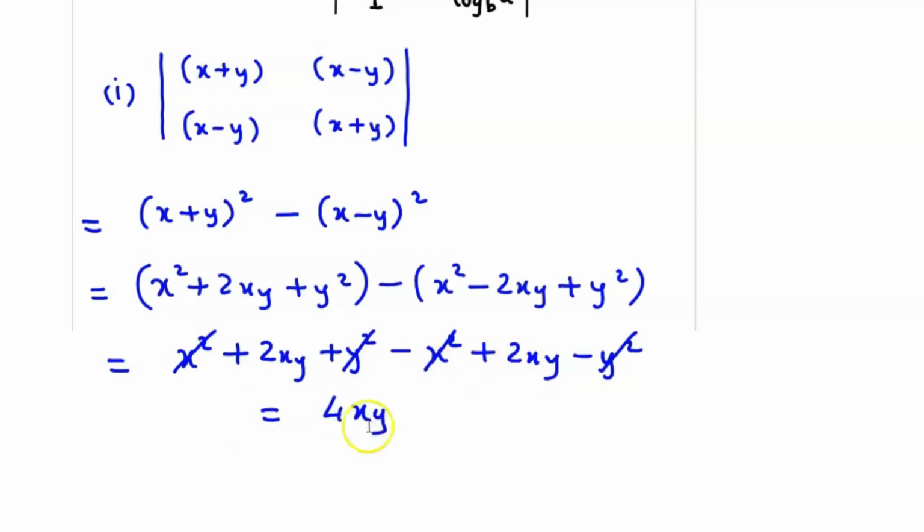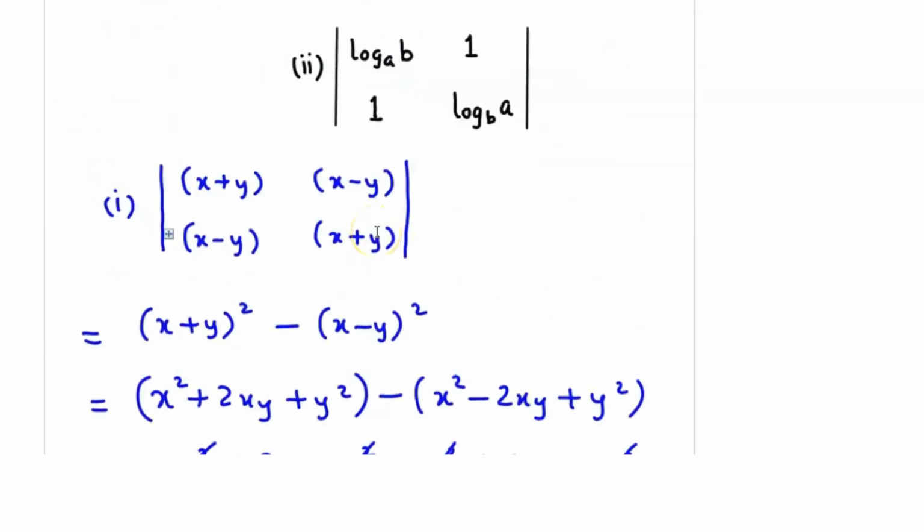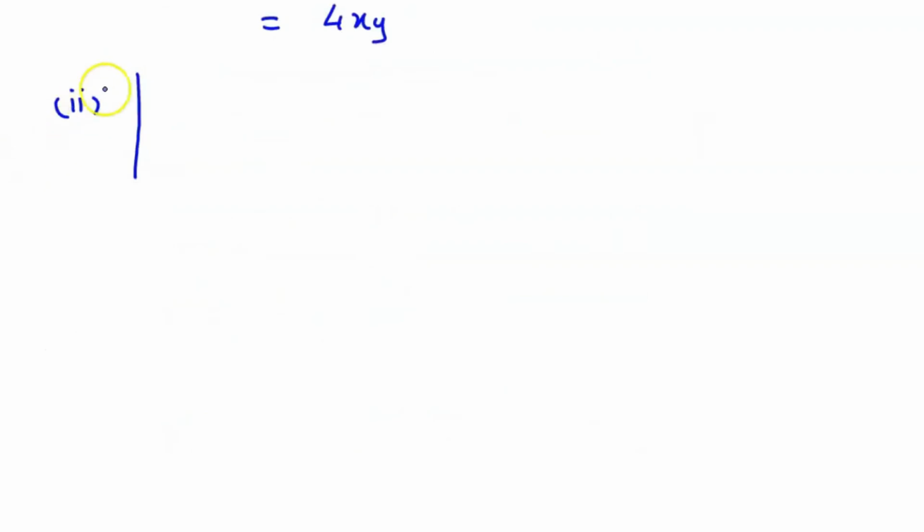Let's look at the next one. Question number 2. We have determinant of log b base a, 1 and then 1 and log a base b. You have log of b to the base a and 1, and the next row we have 1 and log of a to the base b.